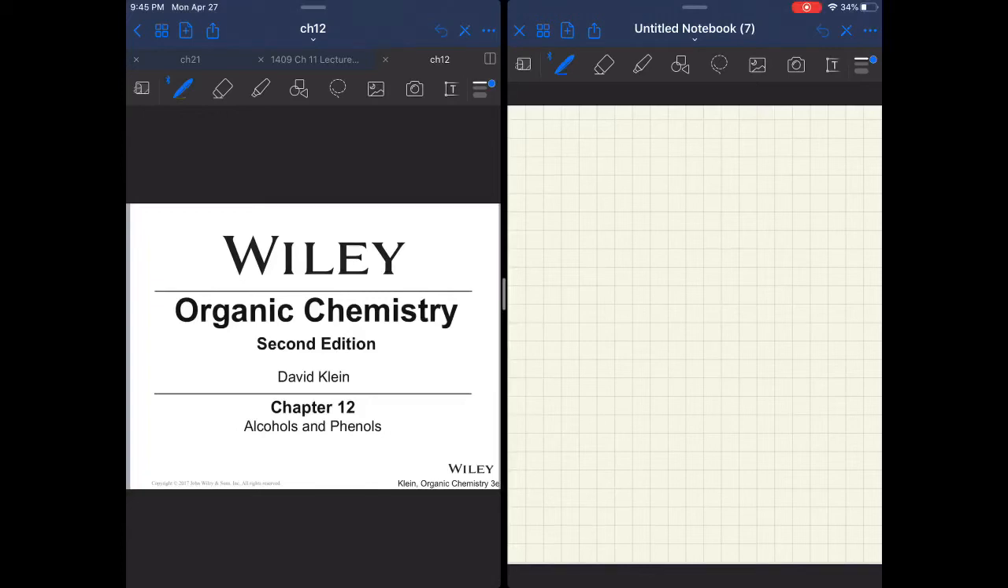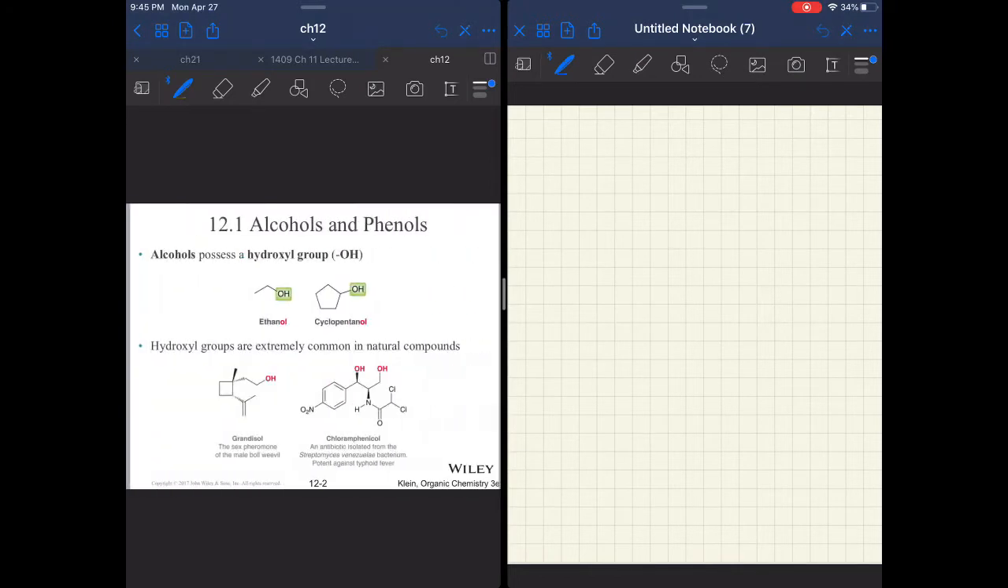Hello and welcome to Chapter 12. We're going to talk about alcohols and phenols and some important reactions, a few mechanisms, but of course we're going to start off with the functional group itself and some nomenclature.